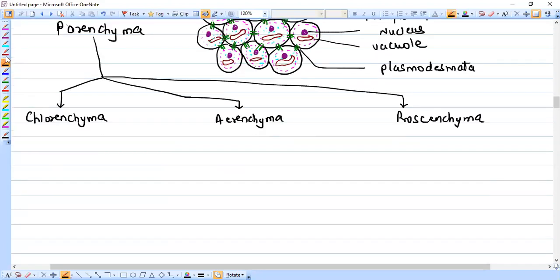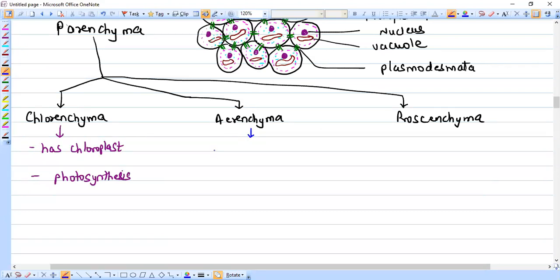When I say Chlorenchyma, the word chloro means green. So when the parenchyma tissue or the cells of parenchyma have chloroplast, it is called Chlorenchyma. And they are responsible for doing photosynthesis. So if the parenchyma has chloroplast, it is called Chlorenchyma and will do photosynthesis.